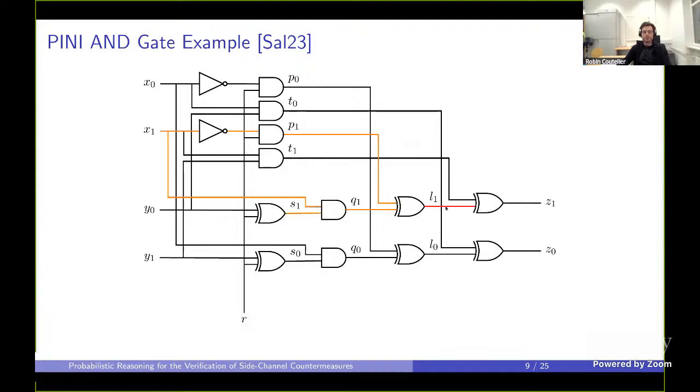And for example, here, if you measure L1, you will get some correlation with X1, which is perfectly fine. But here, this XOR gate will kill the correlation with Y0. So if Y0 is 1 and R is 50-50, 0 or 1, that means that S1 is 50-50, 0 or 1. And if Y0 is 0, it's exactly the same, which means that based on what we measure on S1, we cannot infer anything about Y0. And that will be our running example from now on.